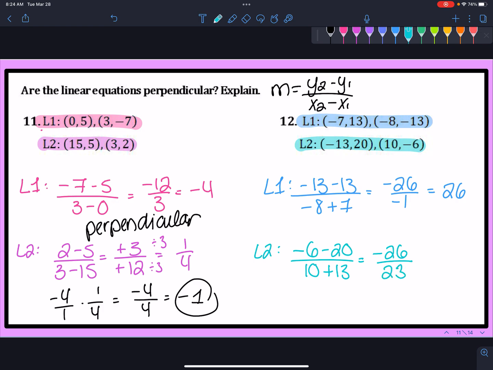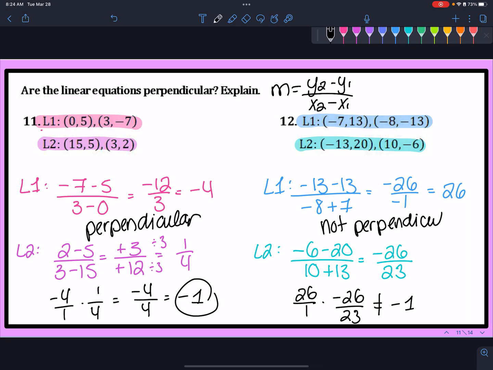Now, I could do this out. I could do 26 over 1 times negative 26 over 23. But what I can guarantee you is that this does not equal negative 1. So these are not perpendicular.